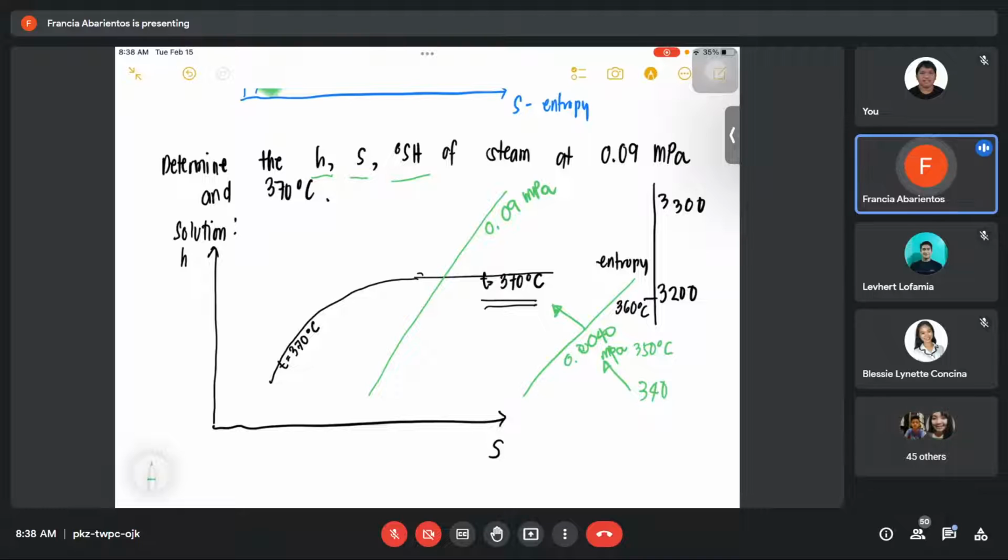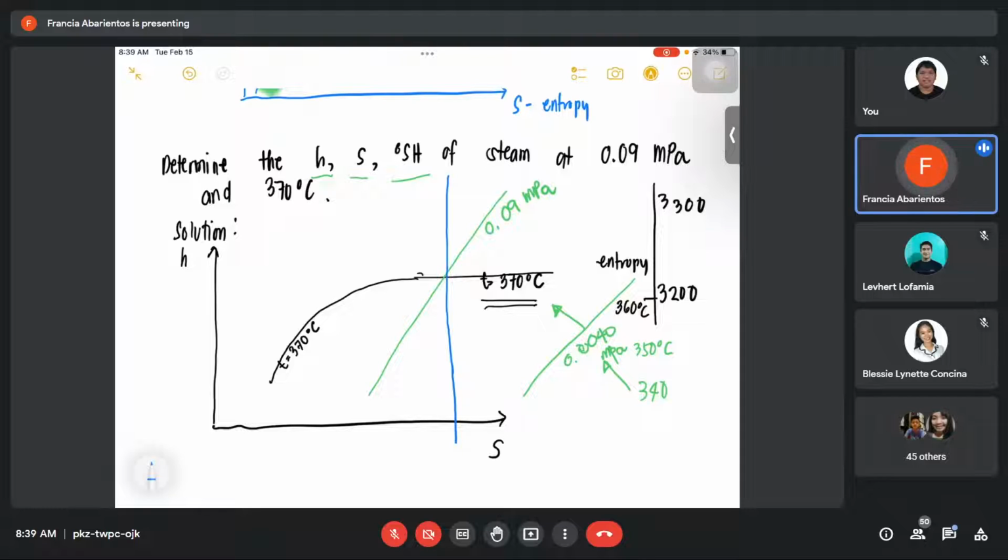Makikita nyo, class, dito sa intersection. Ano yung point of intersection niya dito? 0.09 and 370. Pakita ko lang yung mga linyang andon. The pressure. So, may black na. Ibig sabihin, class, eksakto yung entropy natin. Tama ba? Eksakto, class, yung entropy kasi black line. Sa intersection, makikita nyo, yung mismong intersection nila is super dark or black.